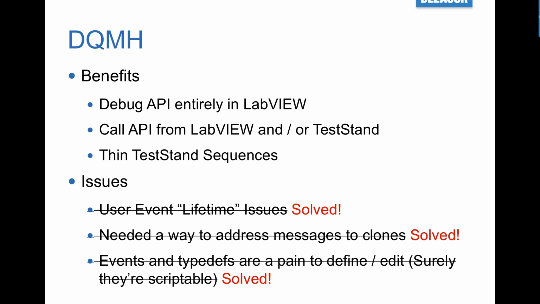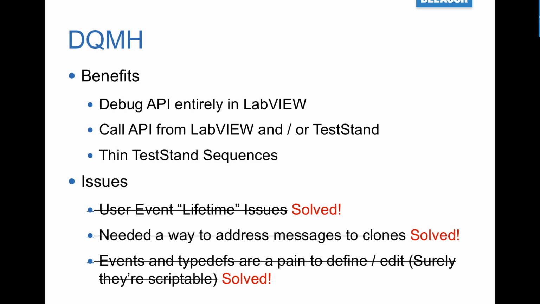We also needed a way to address messages to clones. Again, that's been solved in the DQMH toolkit. We've provided a numeric method of addressing a unique instance of a particular clonable module. If you launch the examples that we just showed a few seconds ago, you will see that in the third example we have multiple instances of the device under test DQMH module, and each one of those is uniquely addressed so that we can perform unique activities on a particular target instance of that clonable module.